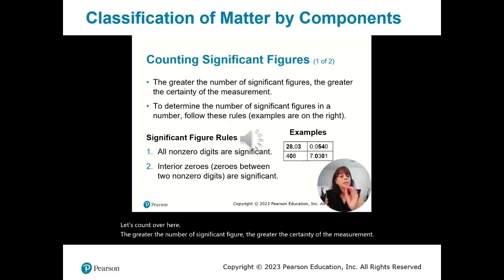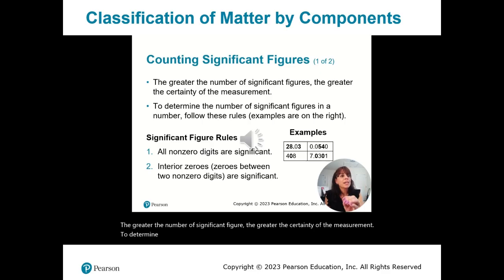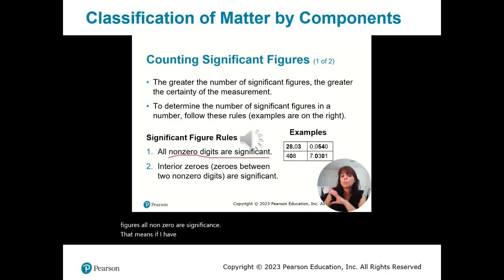To determine the number of significant figures in a number, follow these rules. All non-zero digits are significant. That means if I have here 1, 2, 3, for sure I know the non-zeros are significant. Interior zeros, that means zeros between two non-zeros, like we see over here.